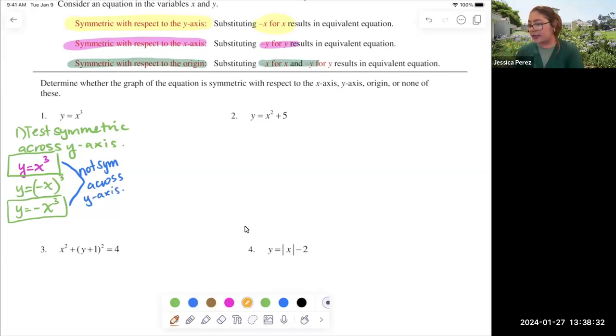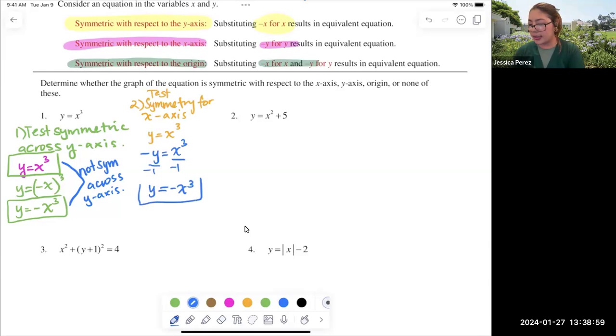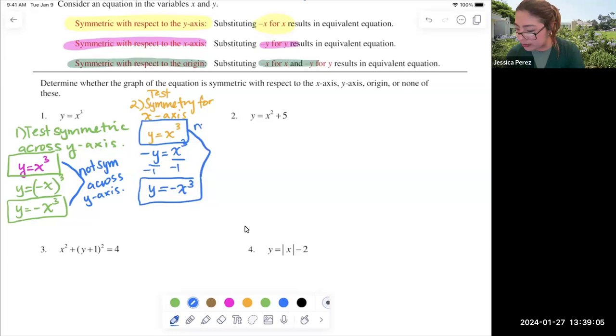So that's the first step. The next part is we test symmetry for the x-axis. I have y equals x cubed. Now I'm changing the y to be negative y equals x cubed, and I divide everything by negative 1. So y equals negative x cubed. Is this the same as this? No. So that means it's not symmetric towards the x-axis.